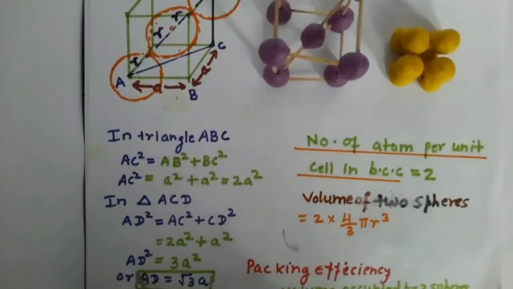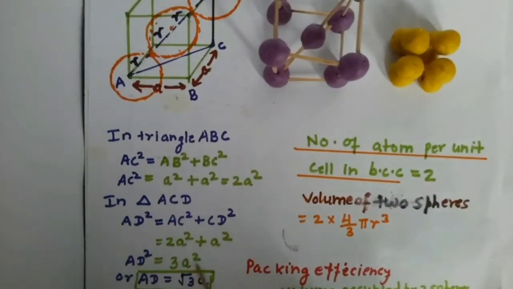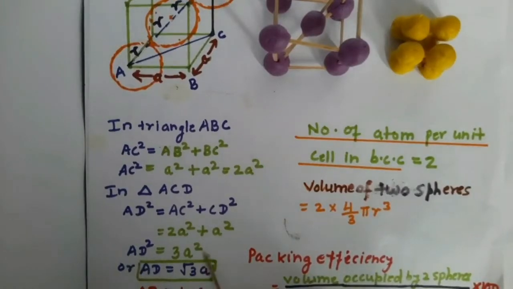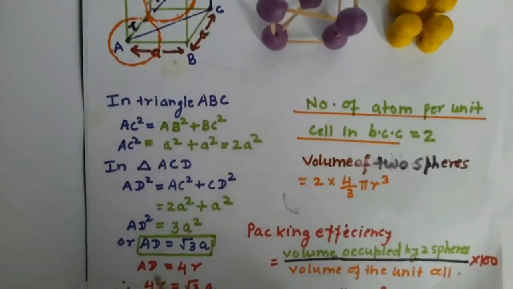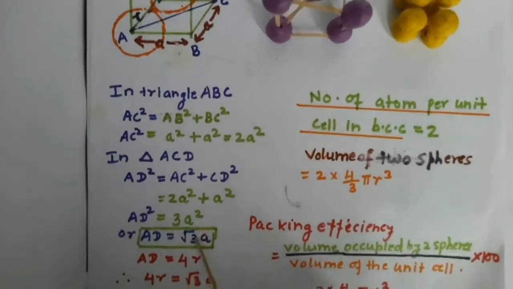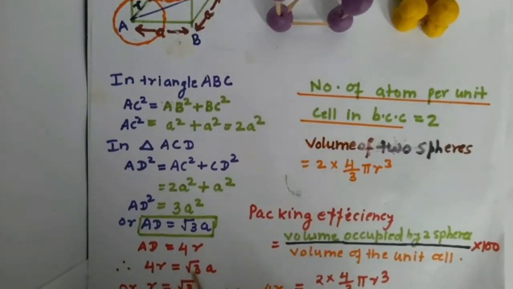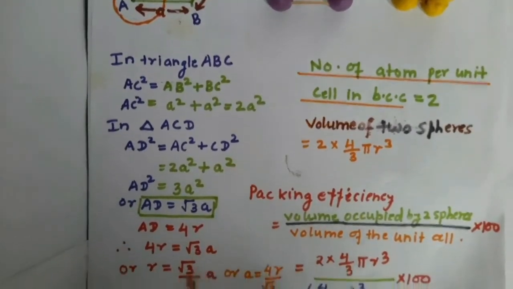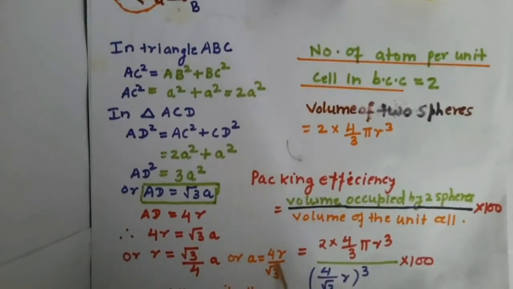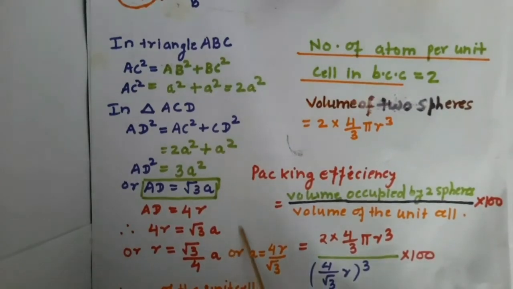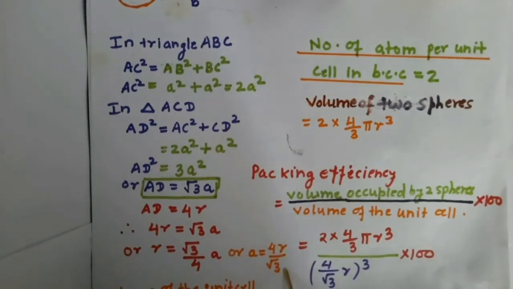Now we have calculated that AD square is equal to 3a square, or taking the root on both sides, AD will be equal to root 3a. Now equating these two, we get 4r is equal to root 3a, or r is equal to root 3 by 4 a, or a is equal to 4r upon root 3. Now this is the formula where we will substitute a in terms of r. a is equal to 4r divided by root 3.